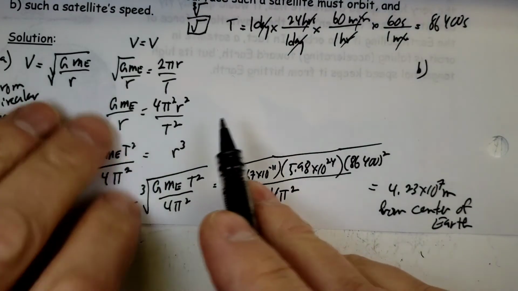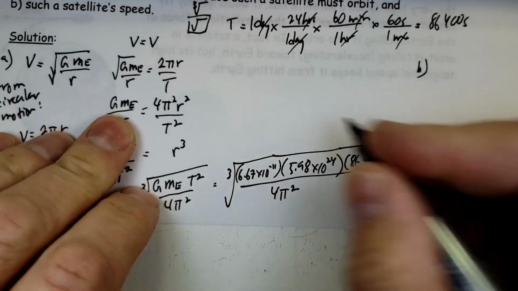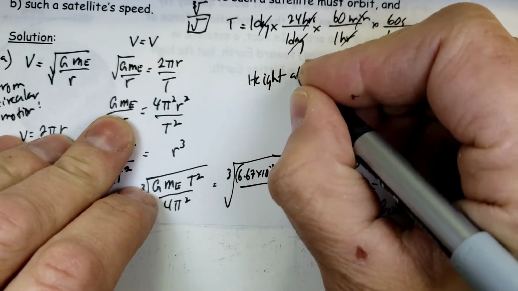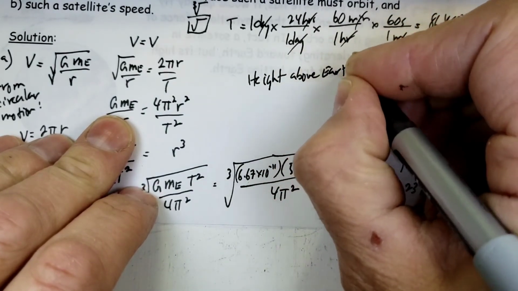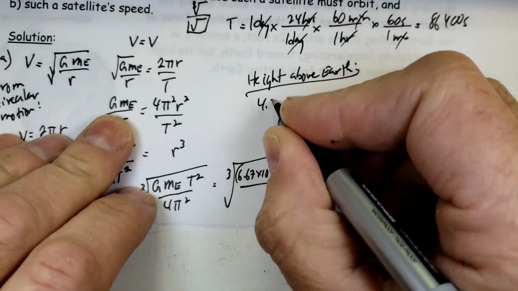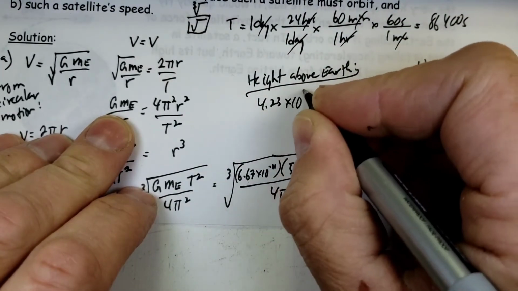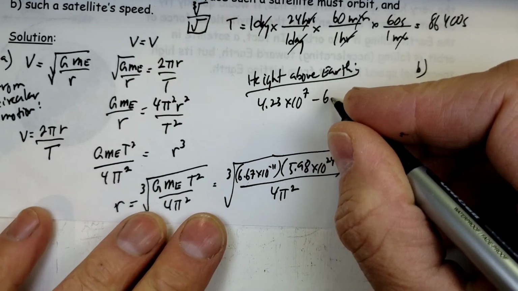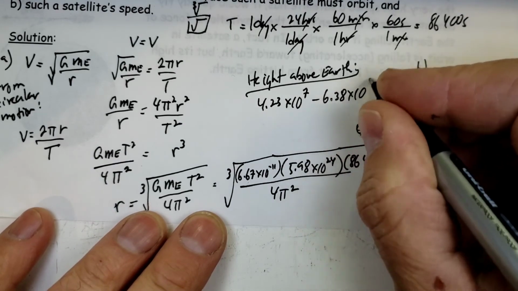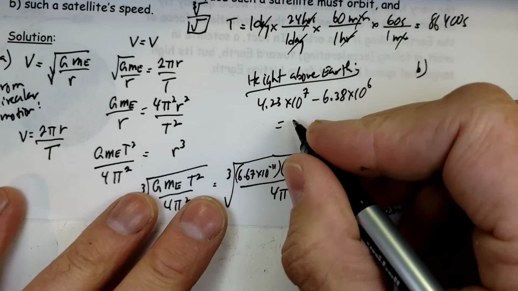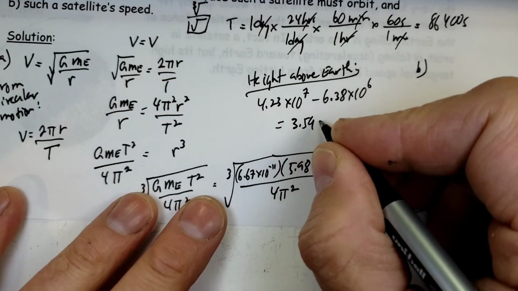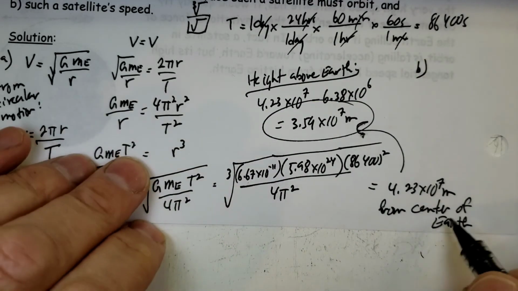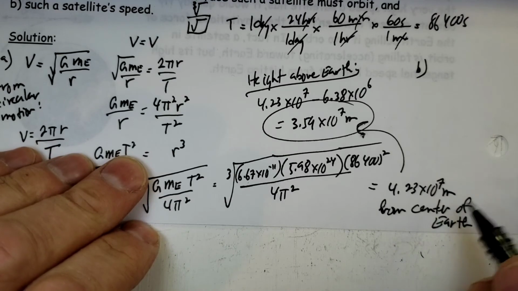So to find the height above the Earth's surface, let's see, I'm running out of room here. So a height above Earth, I would have to take this total distance from the center of the Earth and minus the radius of the Earth, which is 6.38 times 10 to the 6 meters, which is from your formula sheet, which I'll post here shortly, or you can look back in your notes. That gives 3.59 times 10 to the 7 meters. So that's the height above the Earth, because again, the r here represents from the center of the Earth.